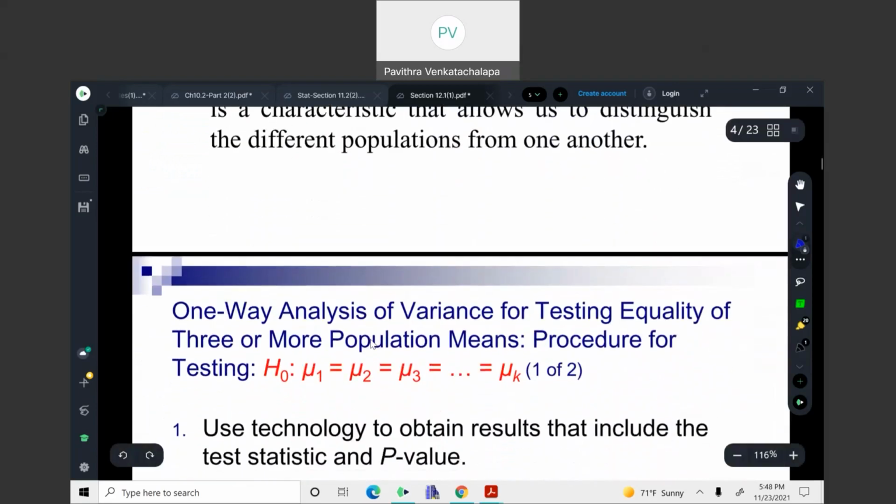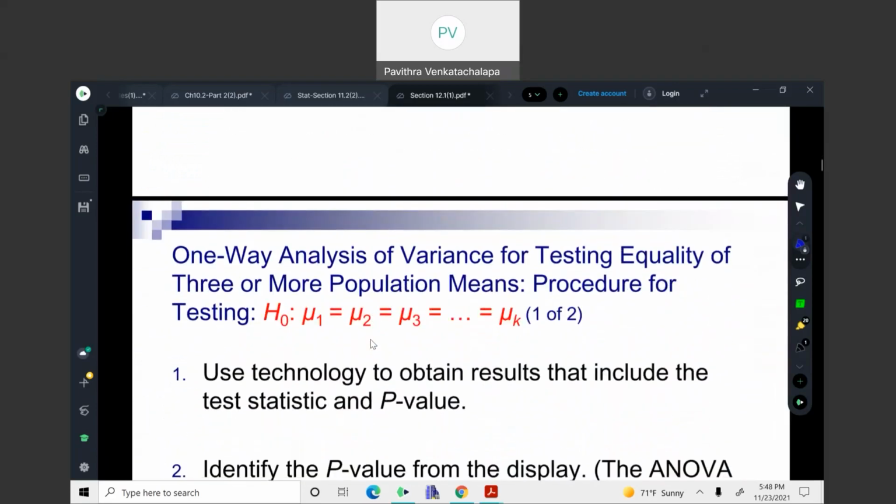Now, when you have this one-way analysis of variance, chapter 12 has three sections. We are not going to concentrate on 12.2 and 12.3. We'll be studying 12.1, and 12.1 is about one-way analysis.